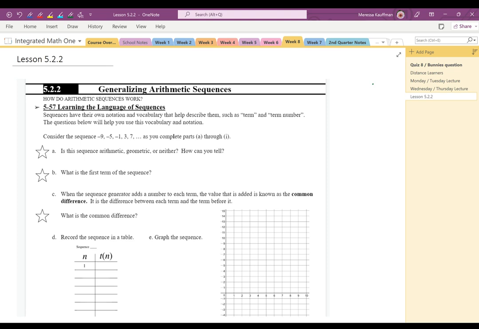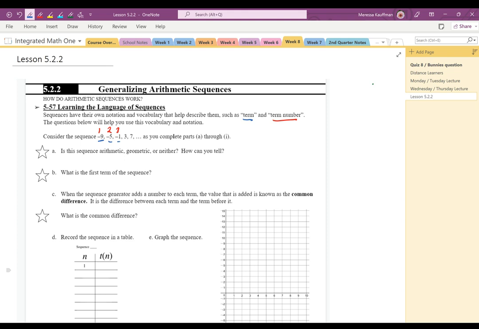Okay, so we are learning the language of sequences. So sequences have their own notation and vocabulary to help describe them. I remember we talked about this yesterday, such as term. That was the number in the sequence, and the term number, which is the number above the sequence. So we have our term in blue, our term number in red, the numbers above the sequence, and those are the numbers for that particular term.